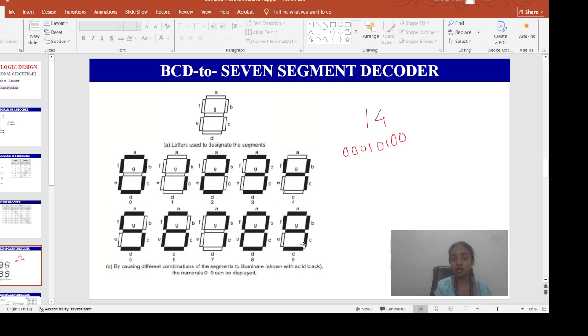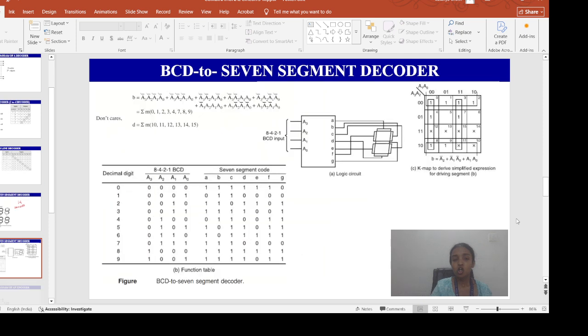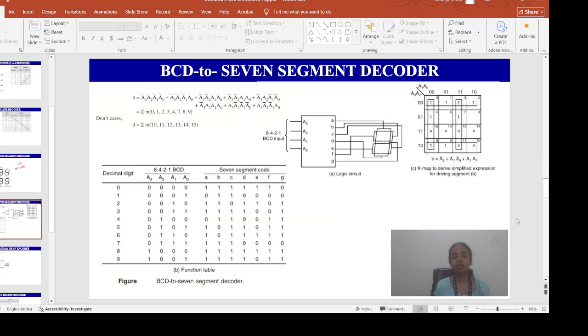If I want to display 9 except E, all should be glowing, right? So, first, what is my job? First I have to make the truth table.